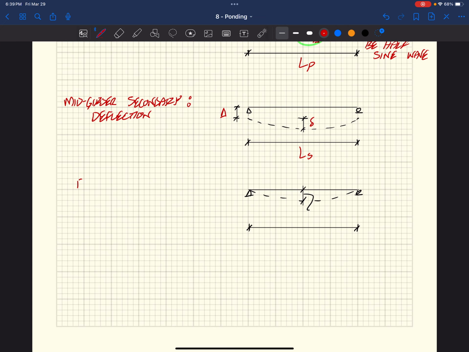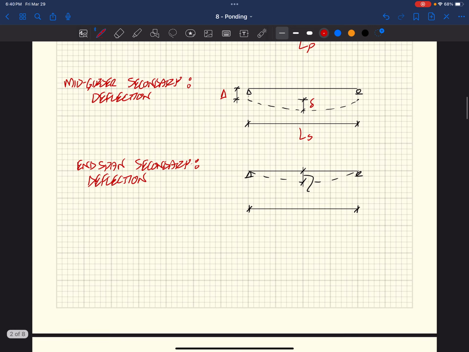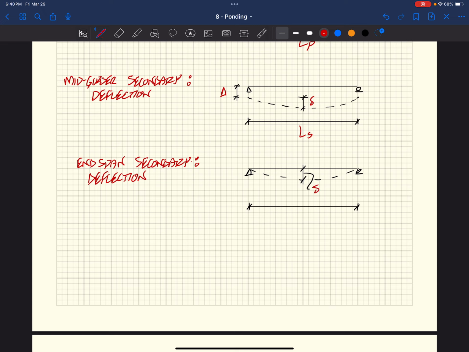Then finally, if we look at the end girder, or I guess end span, we'll call it end span secondary deflection, it's looking more like our main girder deflection, where we get a deflection of little delta at a span of LS, having a half sine wave assumed displacement.